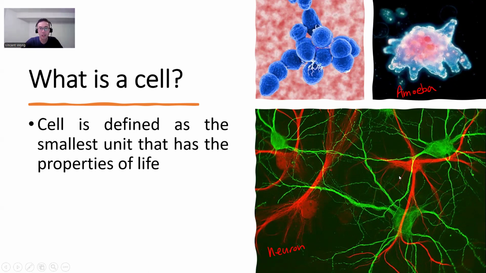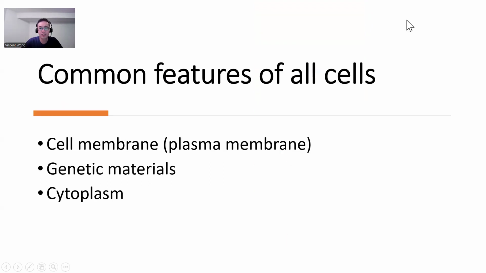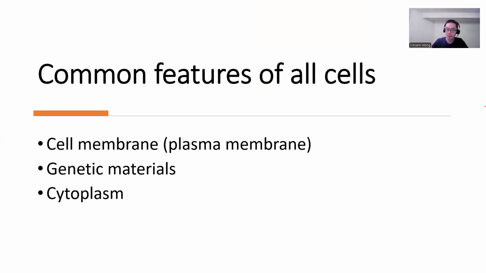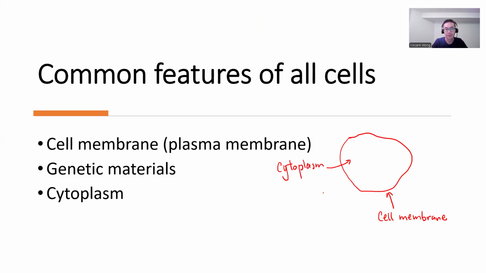Despite the fact that they look very different, all cells have common features that are shared. For example, all cells have a cell membrane. So here is a cell membrane. It's kind of like the boundary of a cell. You can think of it like that. And inside the cell membrane, it's filled with almost like a fluid or gel-like substance, and we call that the cytoplasm. Another name for cell membrane is plasma membrane.